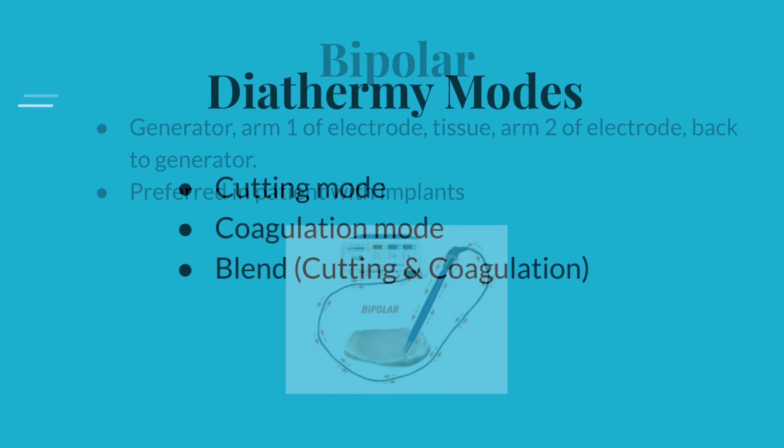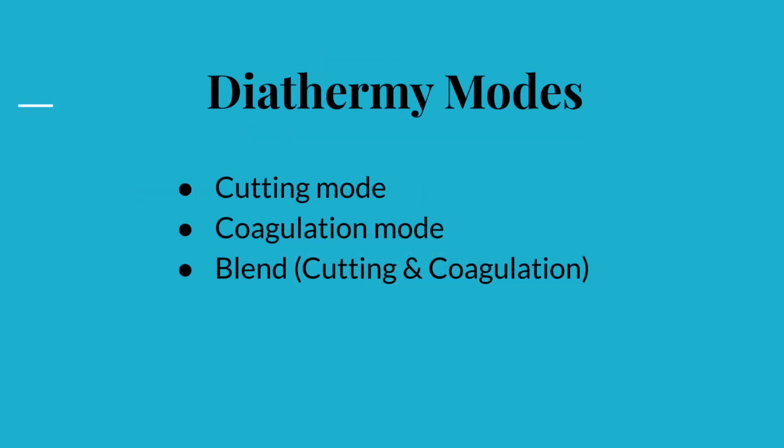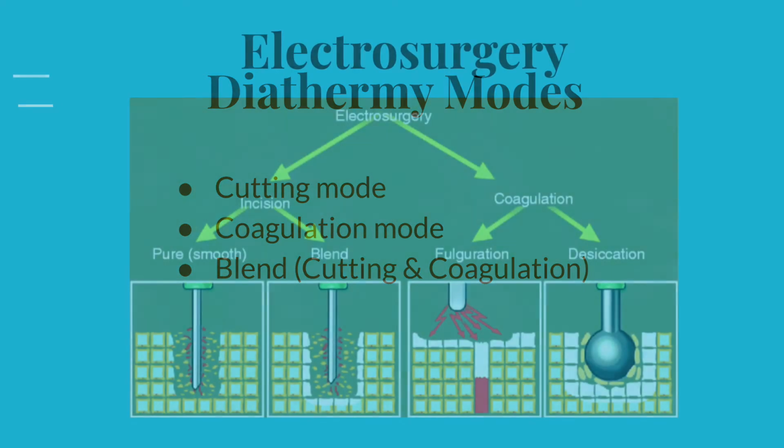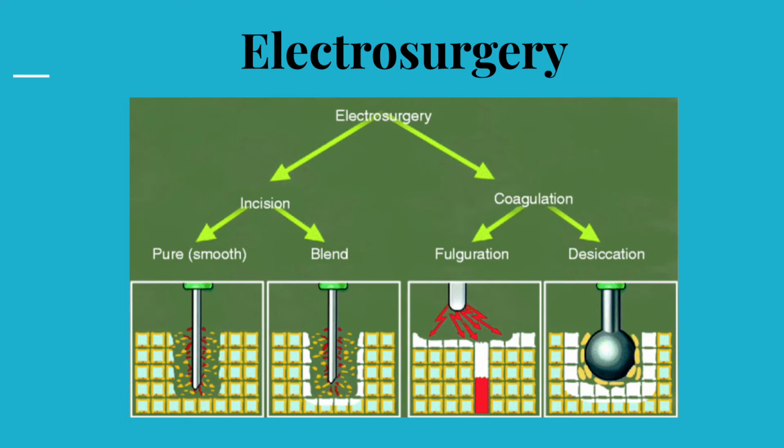Now, let us move on to look at the different diathermy modes, such as the cutting, coagulation, and lastly, blending mode, which is the combination of both. As we can observe in this diagram, incision, also known as cutting, and coagulation are the two main modes. But I would just like to point the attention and focus on fulguration and desiccation, and what they actually mean.